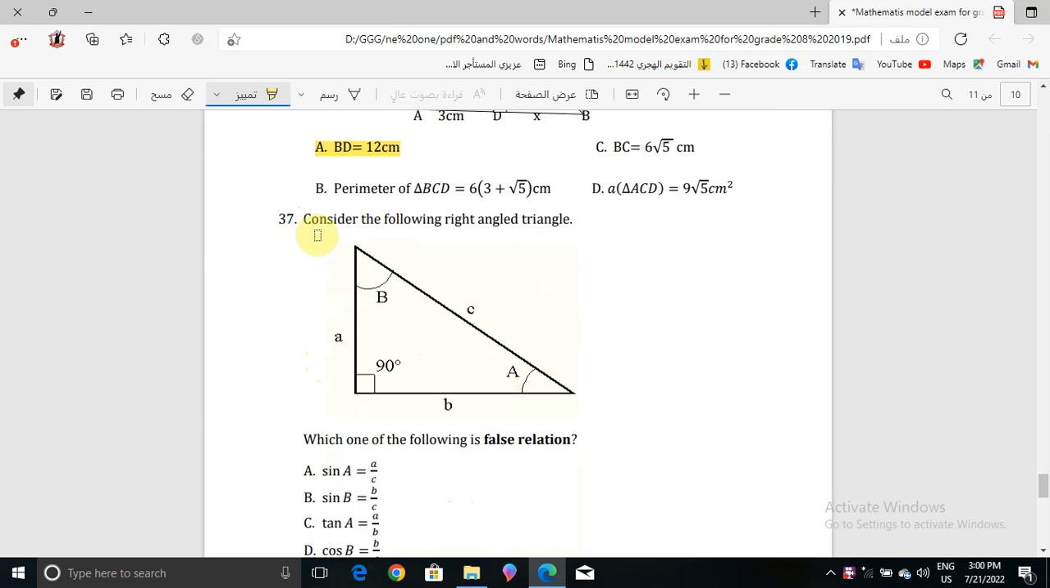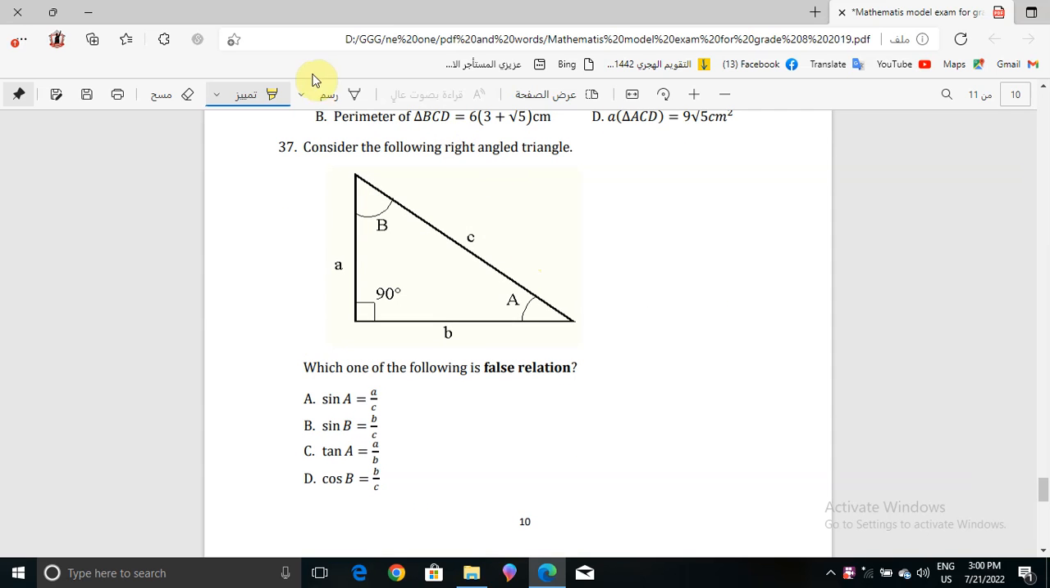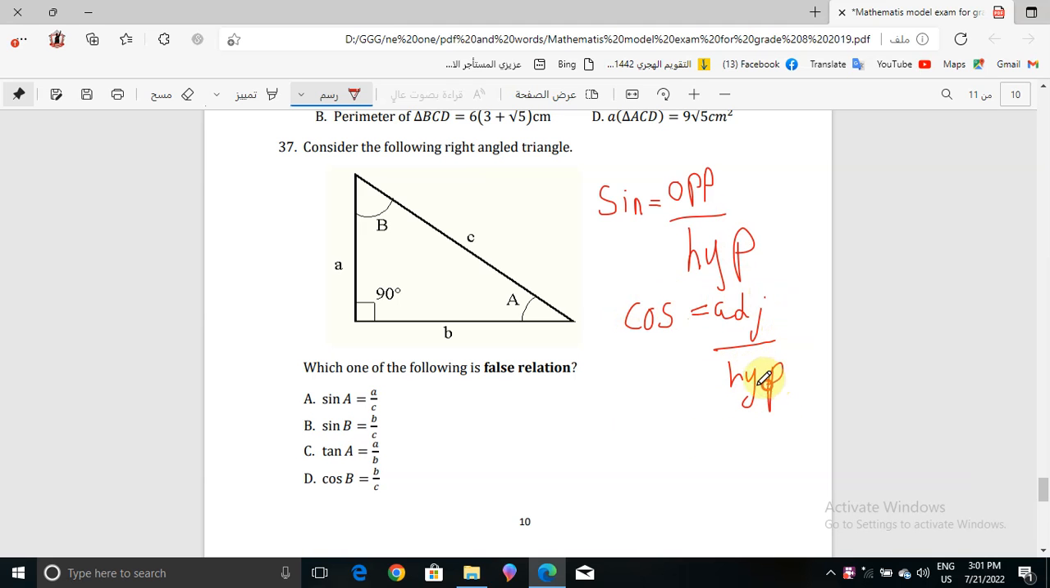Okay, now question number 37. Consider the following right angle triangle. What we'll do here: sin A is equal to A over B. We know the formula of sin is equal to what? Opposite over hypotenuse, right? And cos is equal to adjacent over hypotenuse, and tan is equal to opposite over adjacent, right?